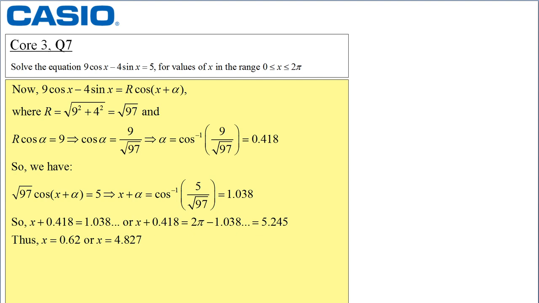In question 7, we need to solve the equation 9 cos x minus 4 sin x equals 5 for values of x in the range between 0 and 2 pi. Well, you can see that the values I obtain are x equals 0.62 or x equals 4.827. Remember, these values are in radians.